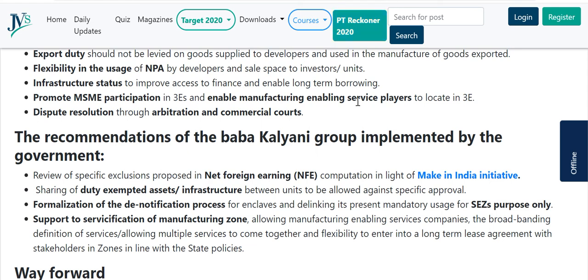Now, which of the recommendations of the Baba Kalyani committee have been implemented? So the government has reviewed specific exclusions in terms of net foreign earning computation in the light of the Make in India initiative. So certain exclusions that have been proposed to these 3 E's in the Make in India initiative are under consideration, because these units are basically net foreign exchange earners. The government wants them to become net foreign exchange earners.